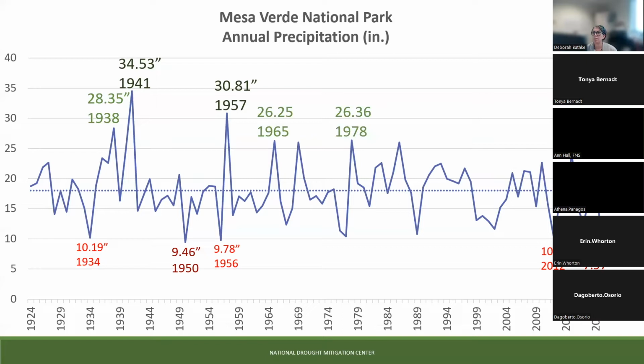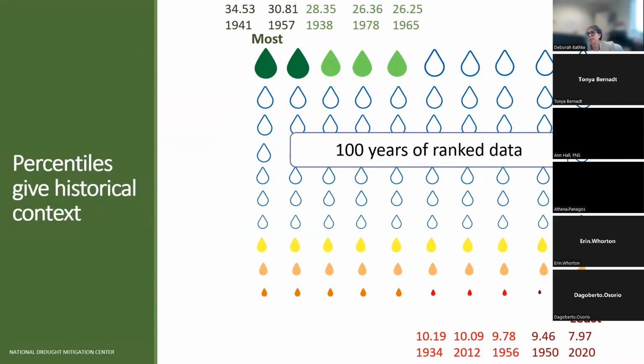To calculate percentiles, the data is ranked from largest to smallest. So we see that 34.53 inches were the most, and that occurred in 1941, and then that 7.97 is the least. Exceptional drought is the first and second percentile. So of that 100 years, it occupies those lowest 2 positions.